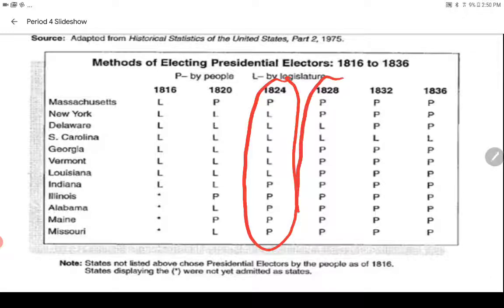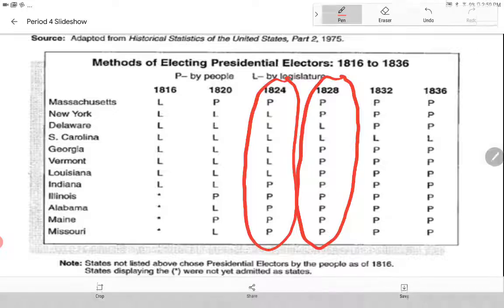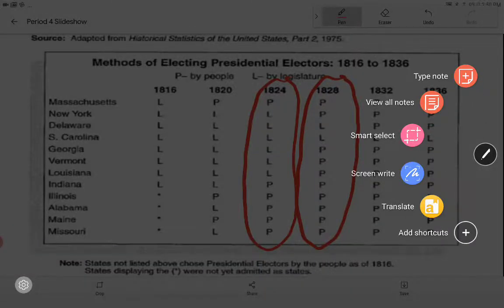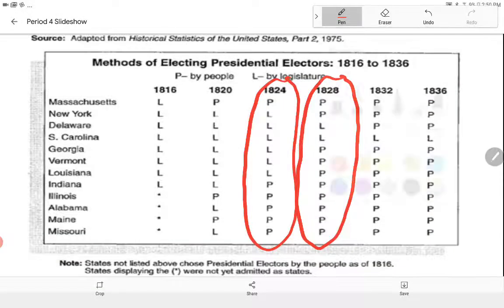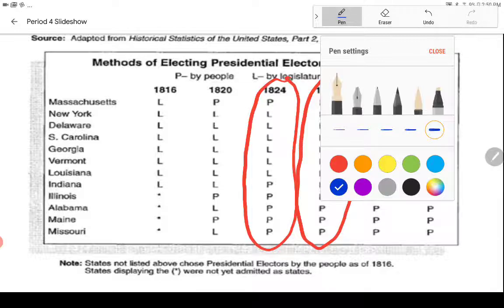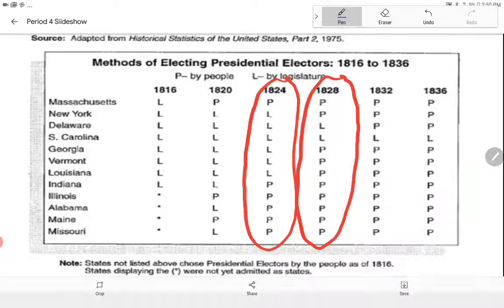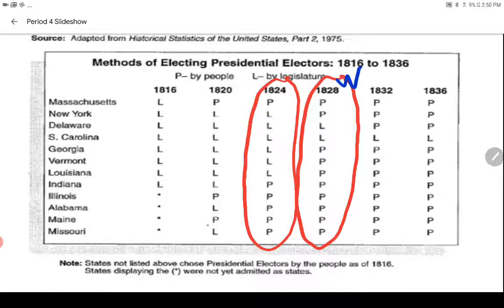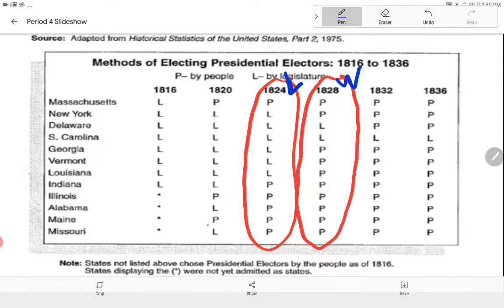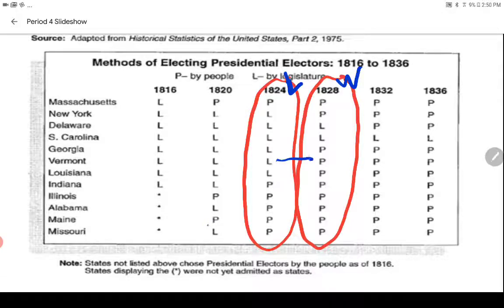When he wins is in 1828. And so what this is showing is that the electors, how are they selected? So P is for popular, and so this is when he won. This is when he lost, as far as Jackson. All right. So if you notice, between the two elections, you went from legislators to popular vote, legislators to popular vote, legislators to popular vote.